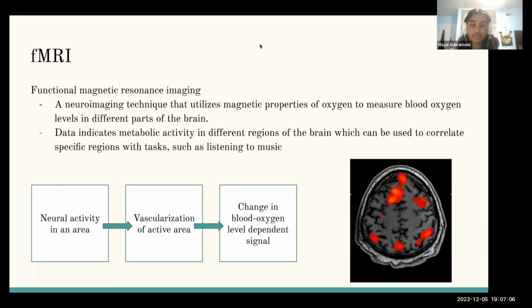fMRI stands for functional magnetic resonance imaging, and it produces 3D images of the brain. Unlike MRI, which gives anatomical data, fMRI data allows for correlation between the activation of different brain regions and specific tasks, such as listening to music. fMRI utilizes the properties of oxygen in blood to determine the blood oxygen levels across different parts of the brain. When a part of the brain is activated, there is more blood flow to that region. This increased vascularization causes a change in the blood oxygen level dependent signal, which the fMRI machine is able to measure. fMRI data therefore shows which regions of the brain are activated while a person is doing a certain task.